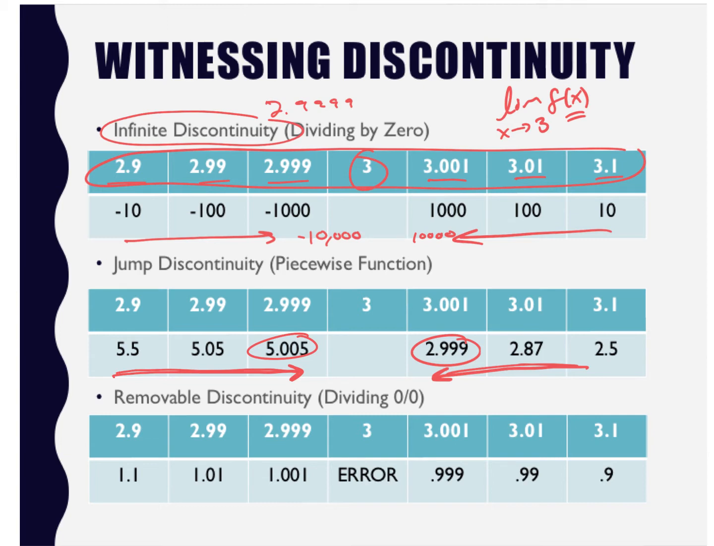For removable, what you're going to notice is from both sides it approaches the same value. So we do say that the limit exists here, okay? In fact, in this example, it looks like the limit is approaching 1 from both sides. So the limit is 1, but obviously when I substitute it in, it makes it undefined. So we call that a removable discontinuity. That's when holes are going to appear on your graph.